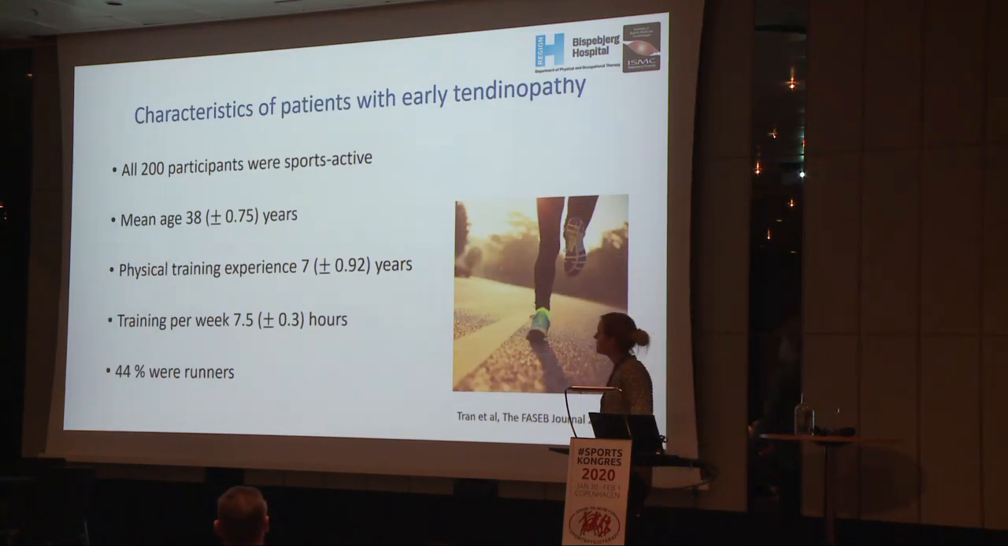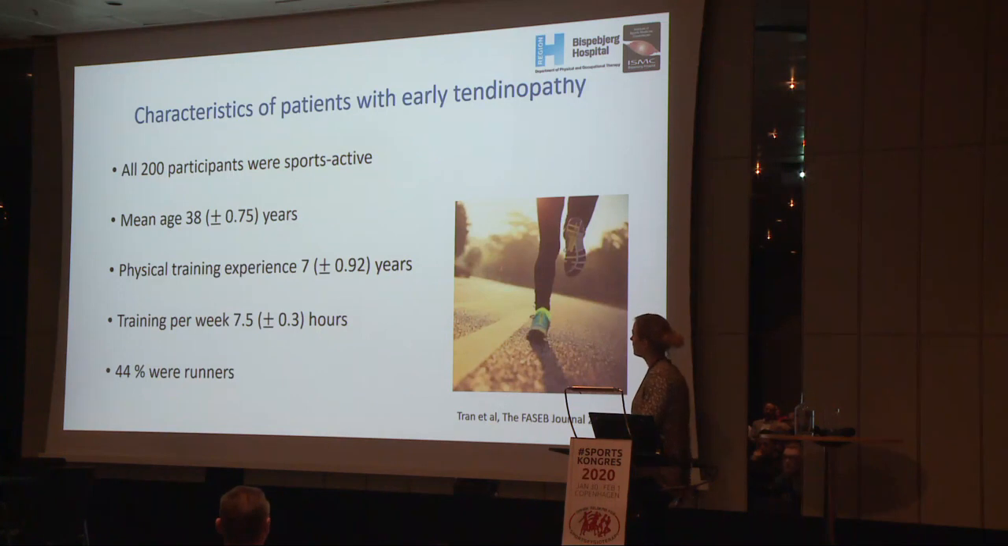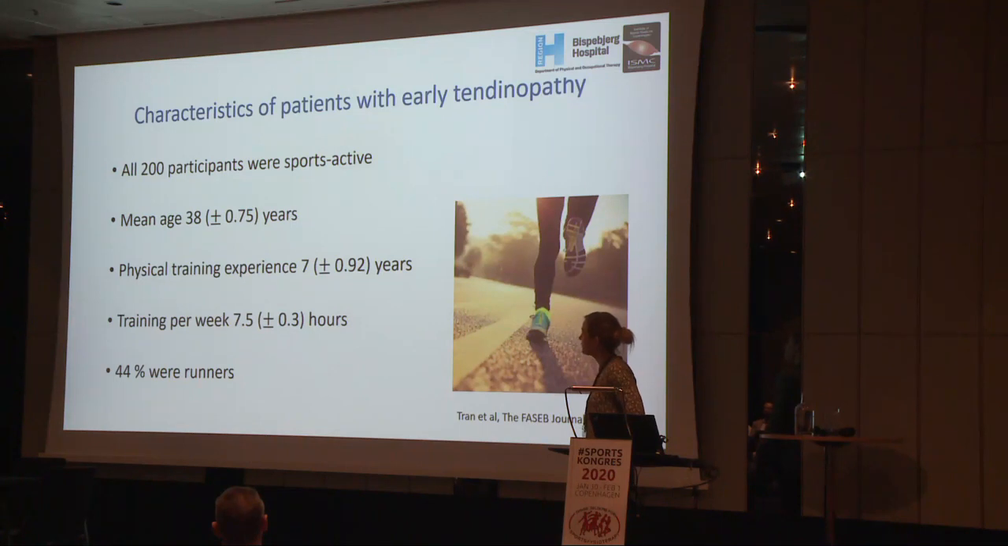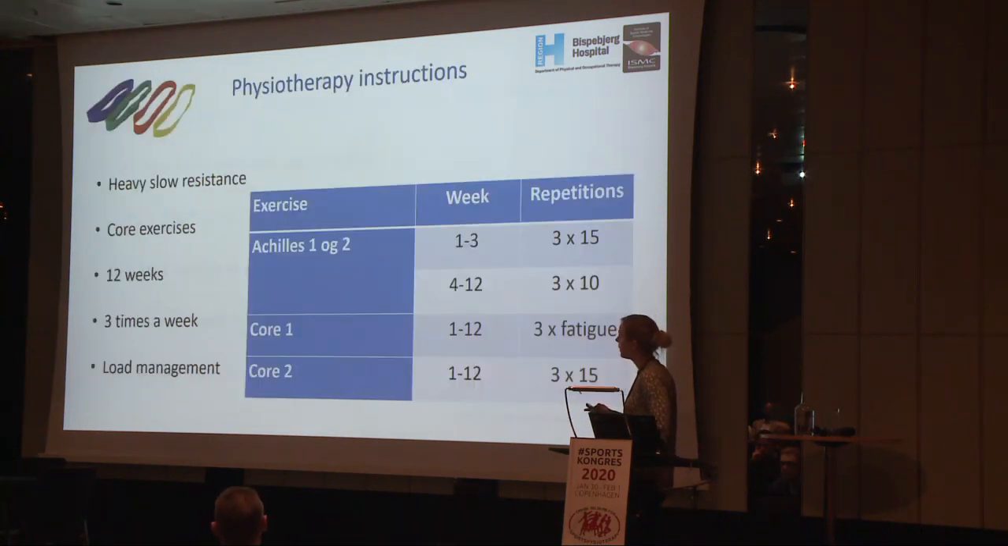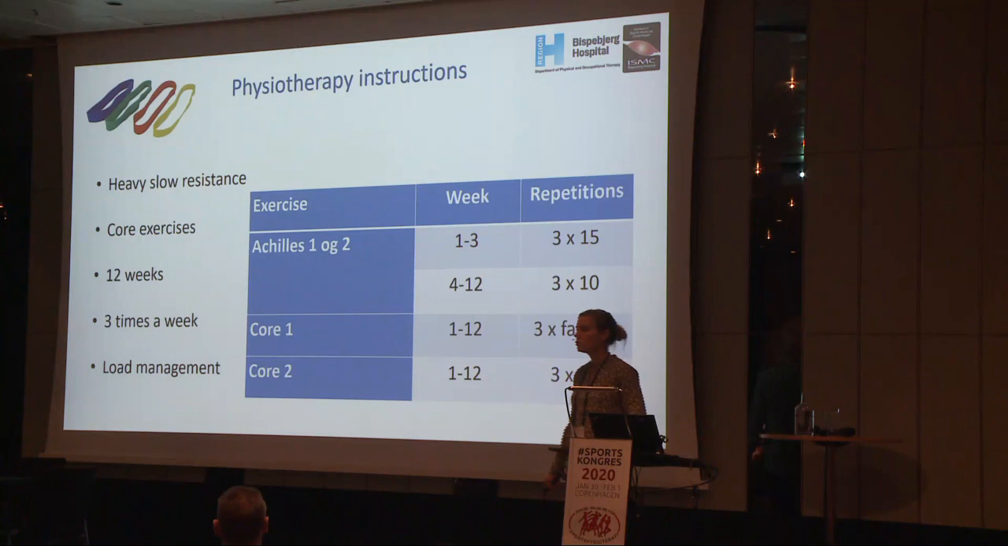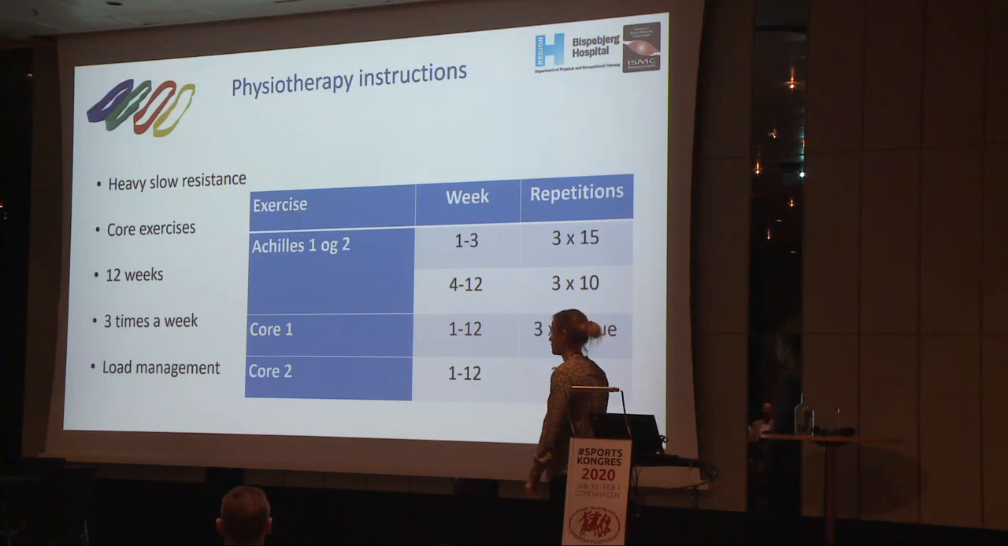The characteristics of these patients we know from the study Christian just talked about. Here we know that we had 200 sports active participants. They were around 38 years old, and they had all been practicing sport for around 7 years. Weekly they trained 7 to 8 hours. Out of these 200 participants, 44% were runners, but we also saw a lot of other different sports represented. All in all, in these 2 studies, I saw almost 300 participants and gave them all physiotherapy instructions.